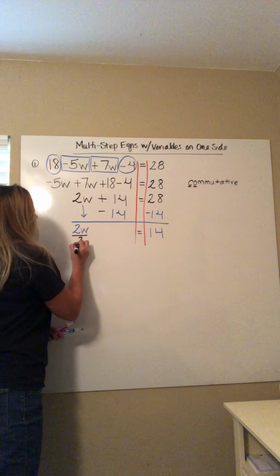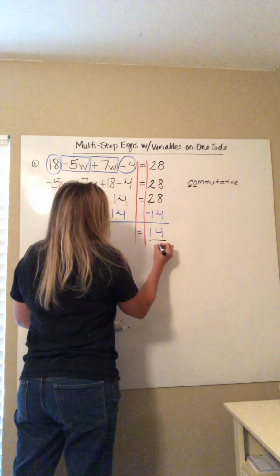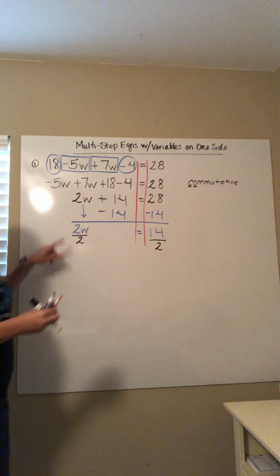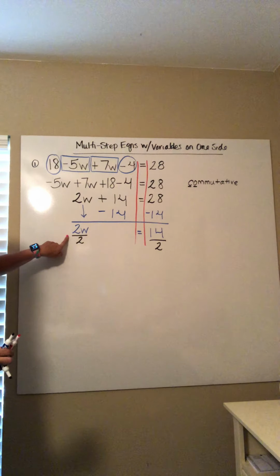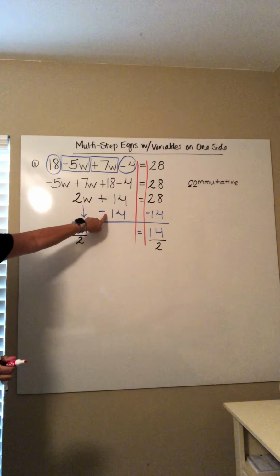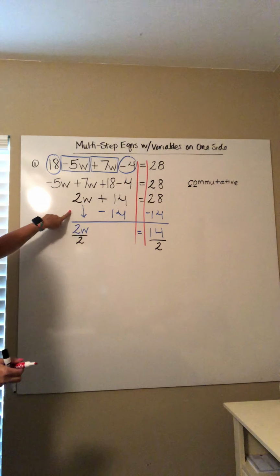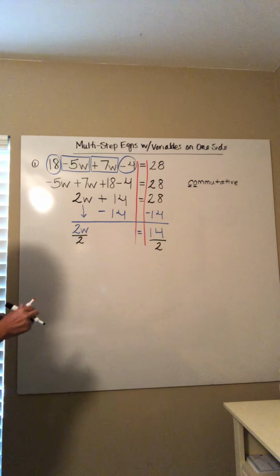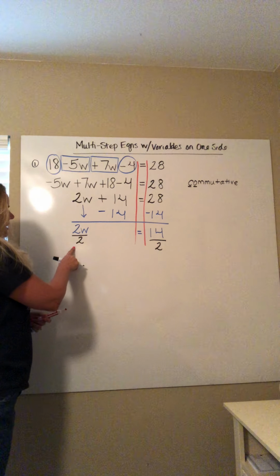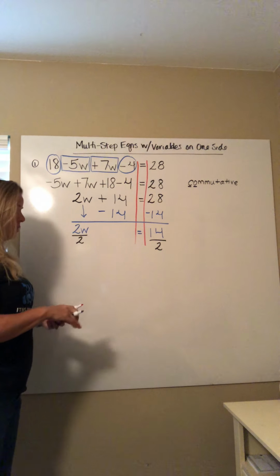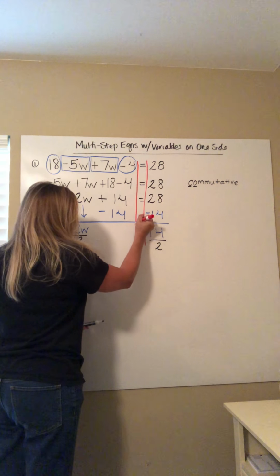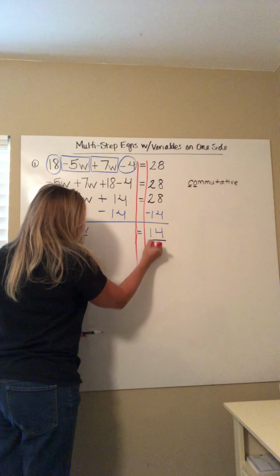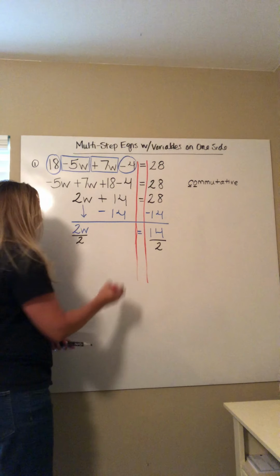So I'm going to divide by the coefficient. Remember, the coefficient is the number that is in front of the variable. Okay, I use my constant first, then I'm using my coefficient. So 2 divided by 2 makes 1w, which is awesome because that's the point of solving an equation, is to get one variable by itself on one side.